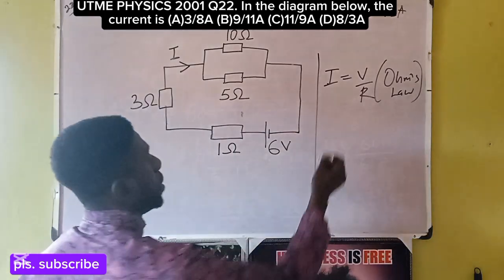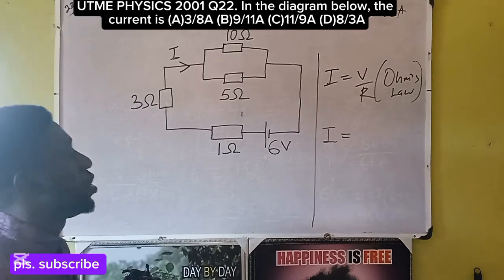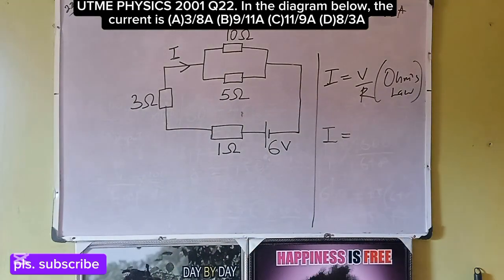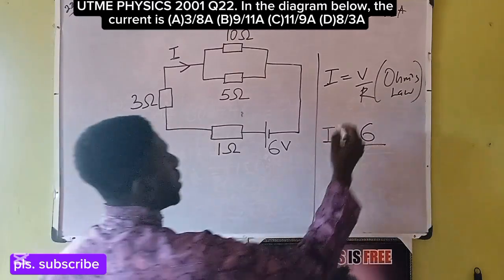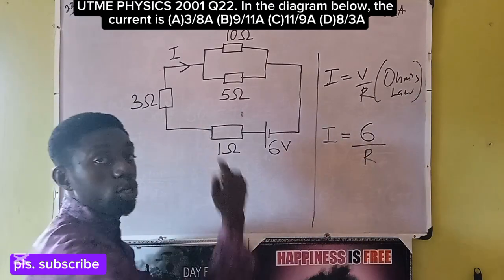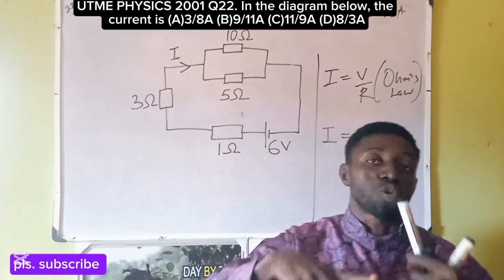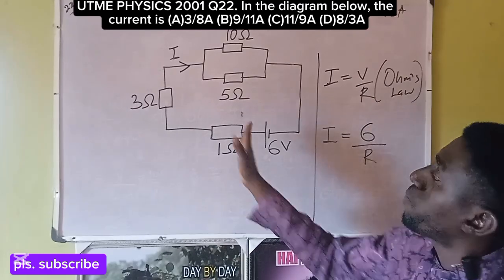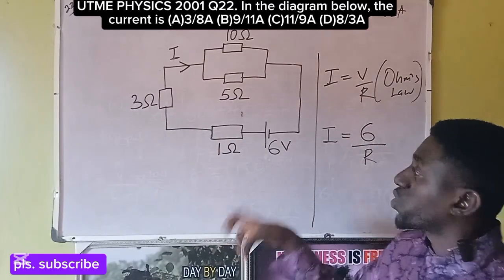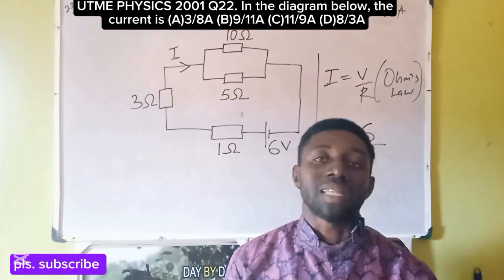Okay, let's push. Current is equal to, recall, our voltage 6 divided by our resistance. We are here to know the total resistance. To get the total current in the circuit, we need the total voltage. You will also be needing the total resistance. Here we have plenty of resistance, so we have to resolve them to get a single resistance called effective or total resistance.